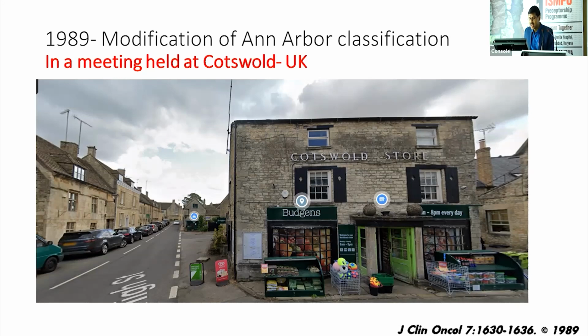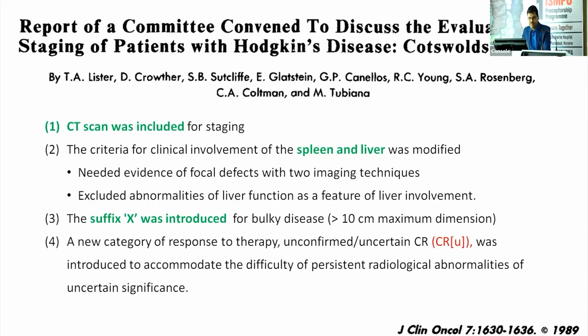I dream to. Now, what was done in this modification? After 20 years of Ann Arbor staging, CT scan was introduced. So we are almost coming to the current era, when we were born, CT scan was included. Staging laparotomy was completely taken away. The second thing is criteria were developed for allocation of splenic and liver involvement.